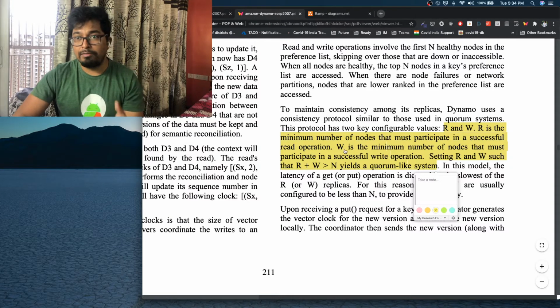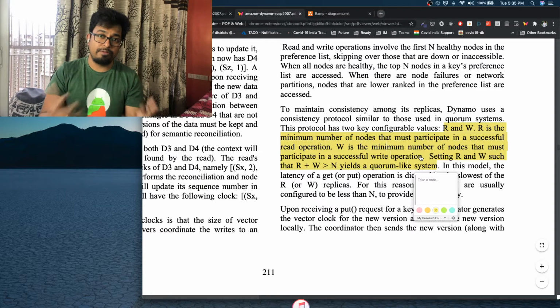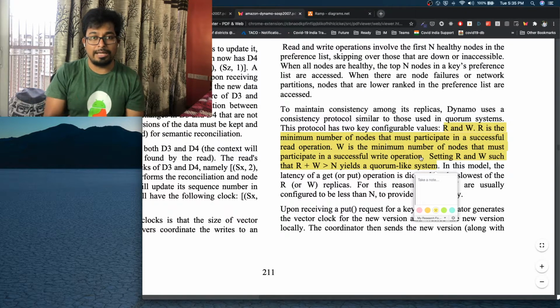Similar to R, W is the minimum number of nodes that must participate in a successful write operation. So this is important: what is the difference between W and N? W is the minimum number of nodes that must participate in a synchronous write operation. So if your W is, let's say, 5, it will wait for all 5 nodes to commit the update before returning a success to the client. You can see a trade-off. Keeping W too high is going to violate the latency requirements that we have of Dynamo.